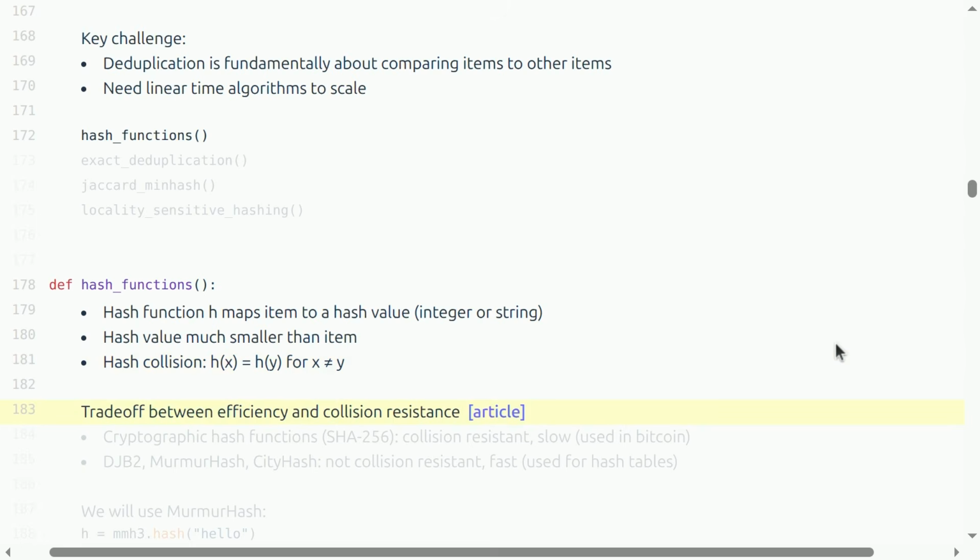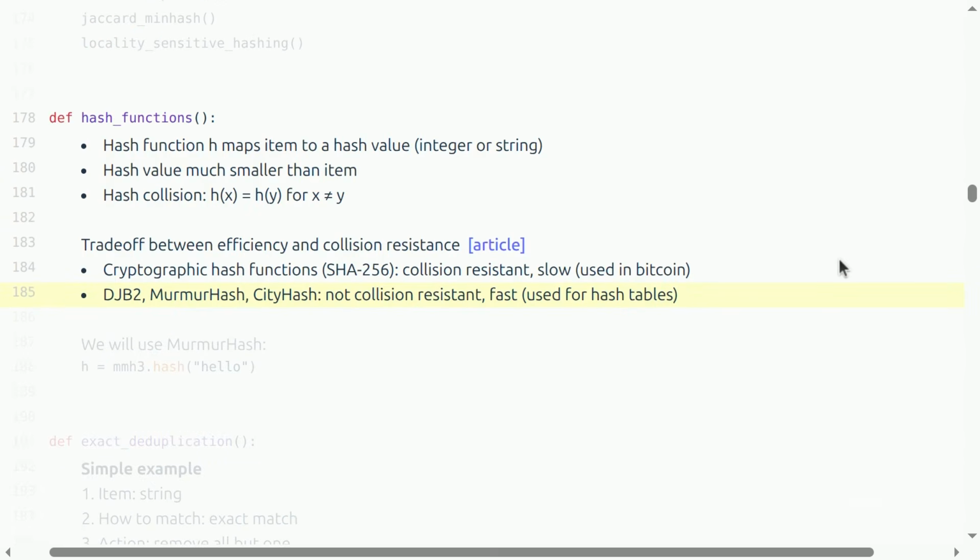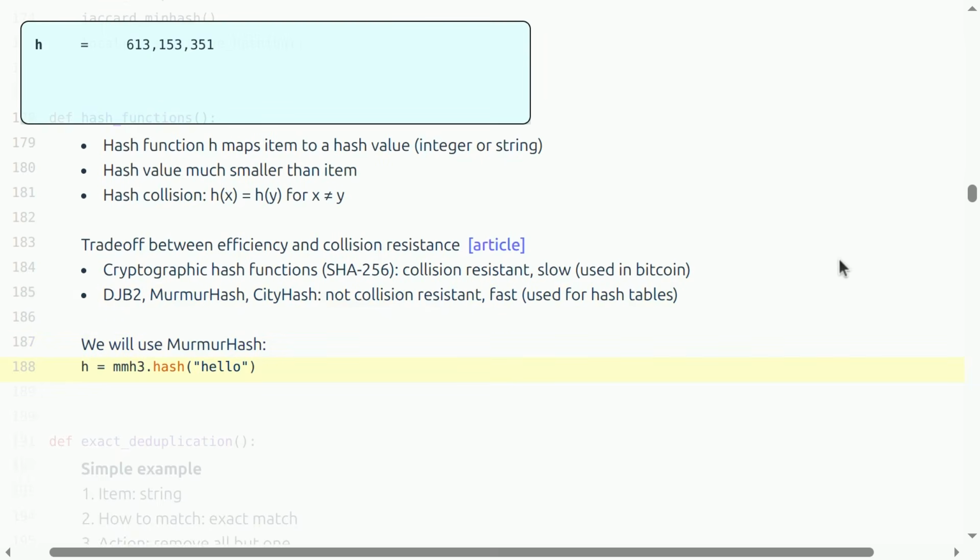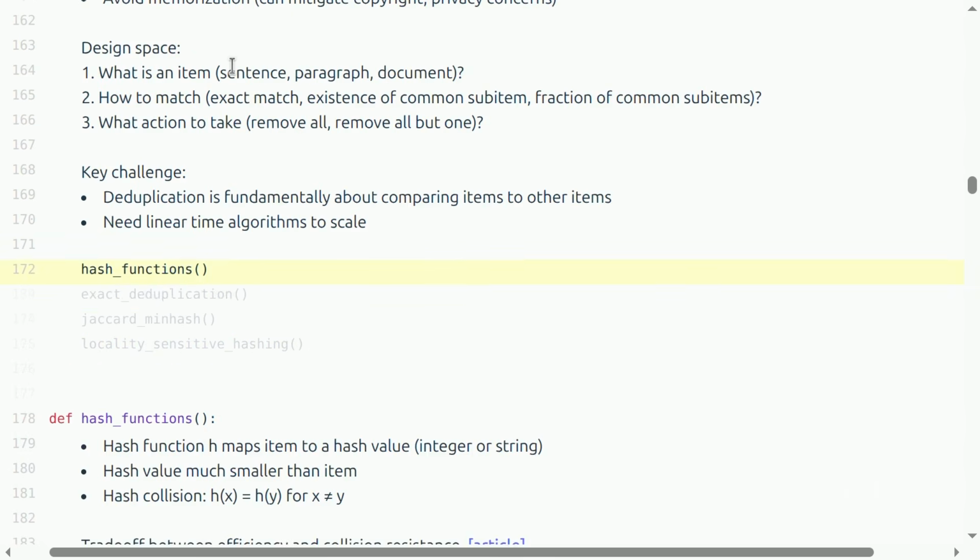So when you look at hash functions, there are really fancy hash functions which are cryptographic in nature. These are collision resistant using cryptography, for Bitcoin and things like that. And then there are faster ones which are used for hash tables, where hash collisions aren't the end of the world. And so we'll be using these. Okay, so take a string and map it to some value. That's what hash functions do.